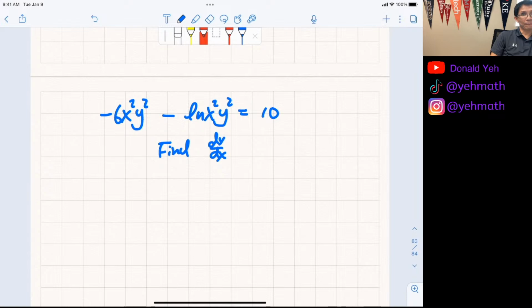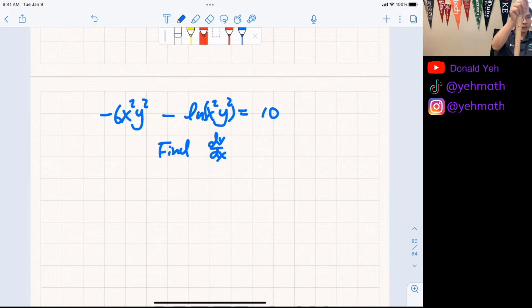How do I find dy/dx in here? You can't factor out y squared, because the y squared is within the argument. The 10 goes away after you take a derivative, yes.